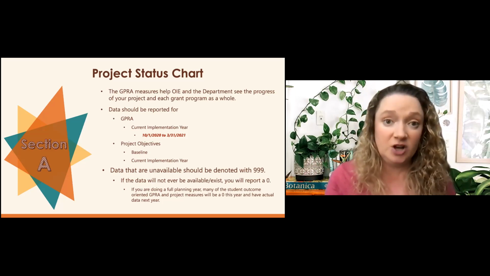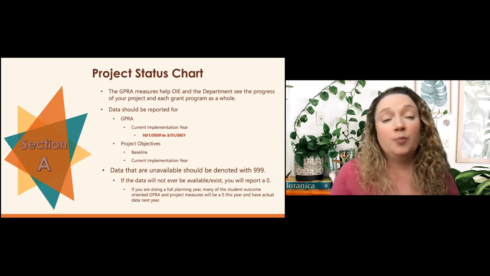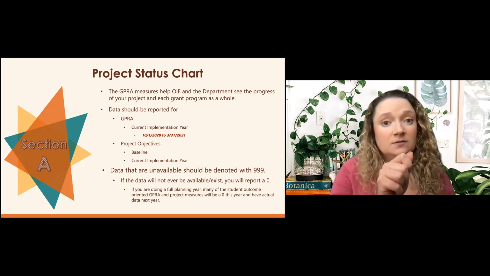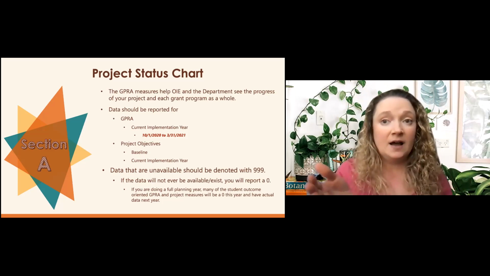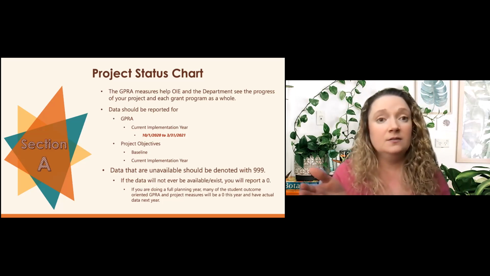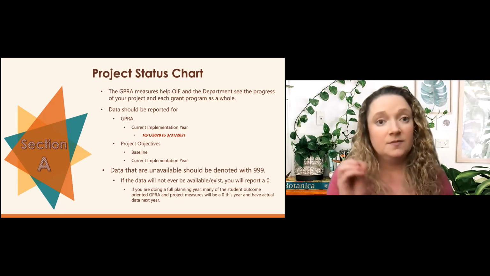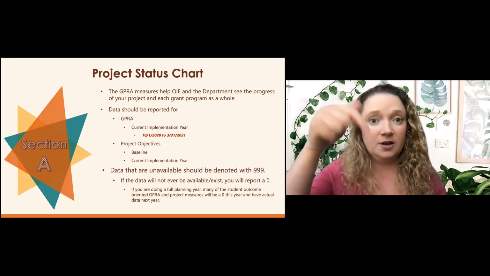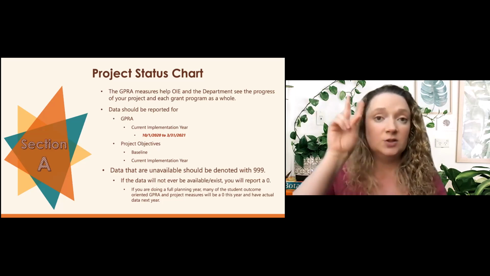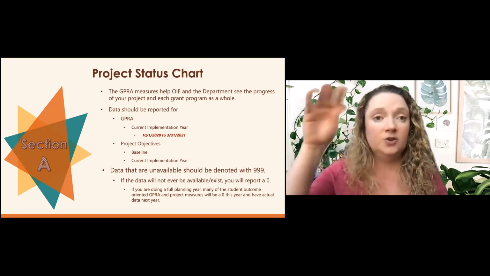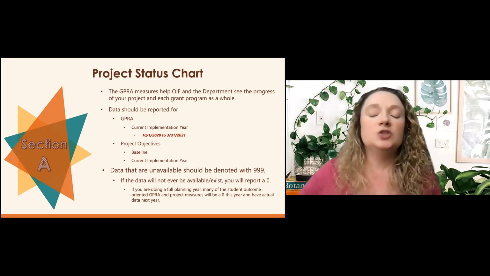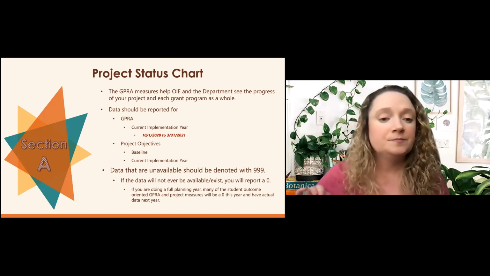For your project objectives, you're going to be reporting 2 bits of data. Your baseline, which would be where you started out prior to ACE being implemented, and then your current, the October 1st to March 31st. So GEPRA just gets 1 year of information, the current year, whereas your project objectives get 2, your baseline and your current. And remember, we'll look at some examples too, because I always think examples make things a little clearer.